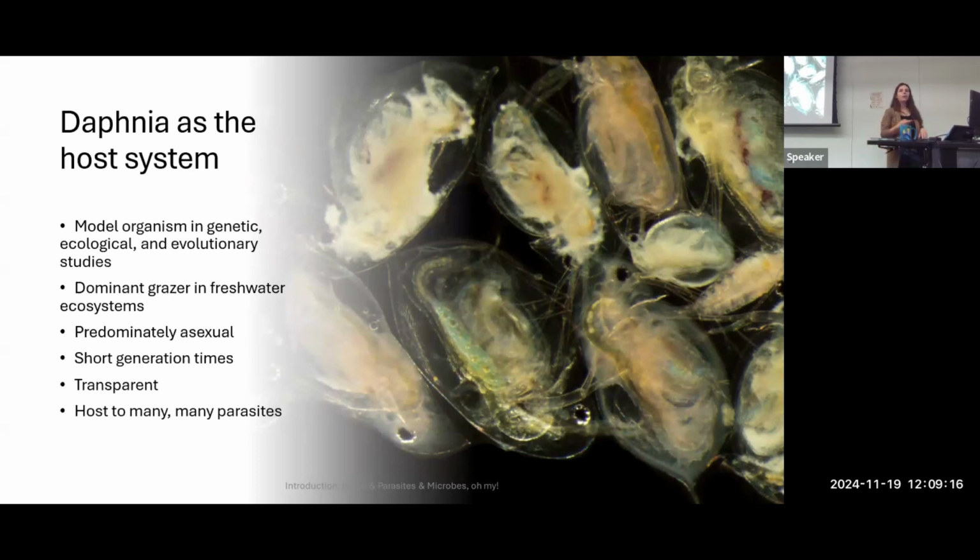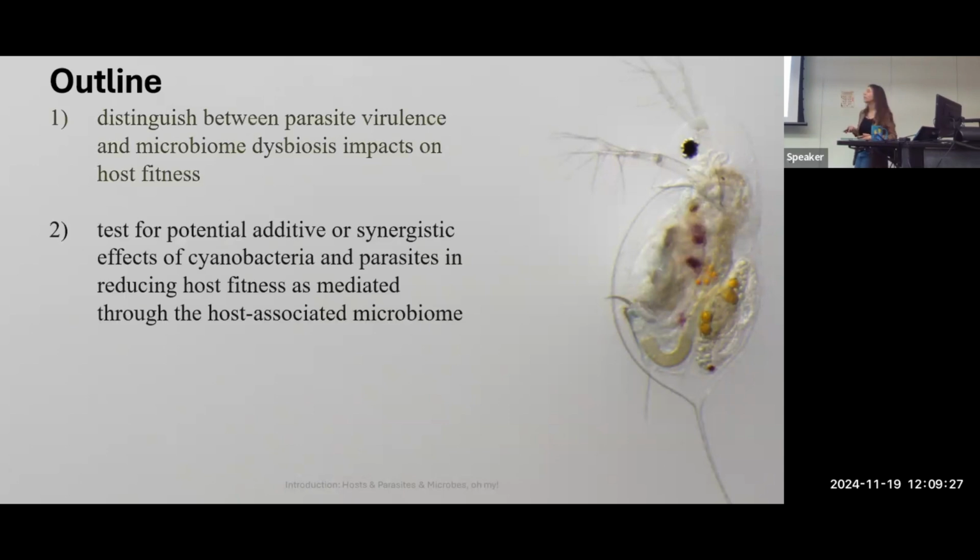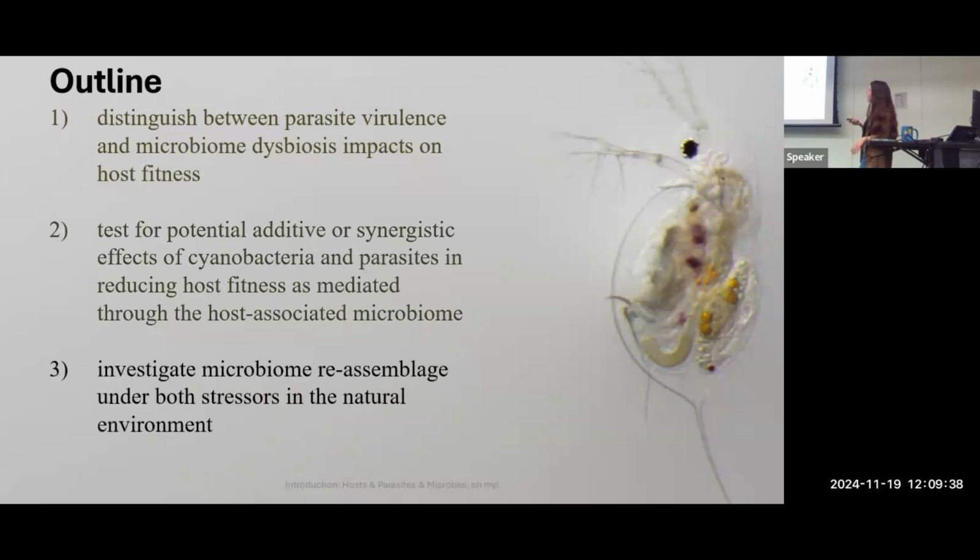So in my talk today, what we're going to do is first distinguish between the direct effects of parasite virulence and then the indirect effects of microbiome dysbiosis on host fitness. Moving forward, I'm going to propose a way to test for a potential additive or synergistic effect of two common biotic stressors in reducing host fitness as mediated through that host-associated microbiome. And once I'm informed by these first two chapters, I will then take this out into the field to investigate microbiome reassemblage under both stressors in the natural environment.